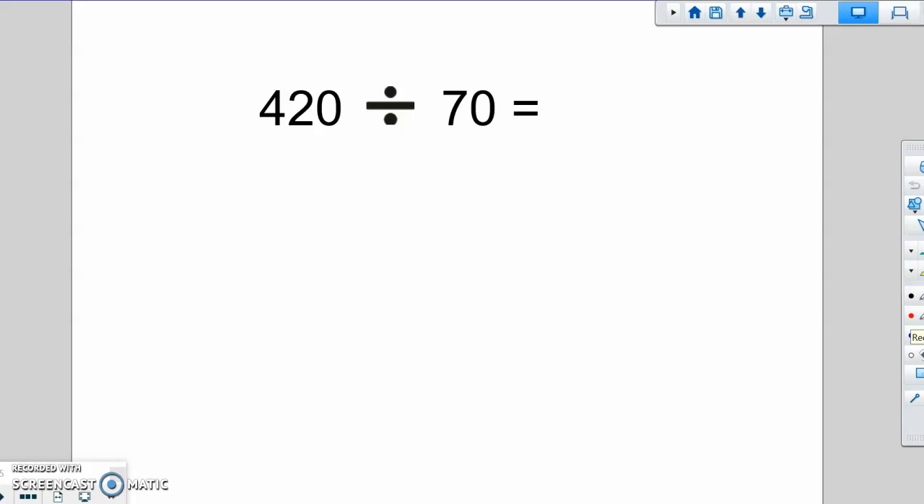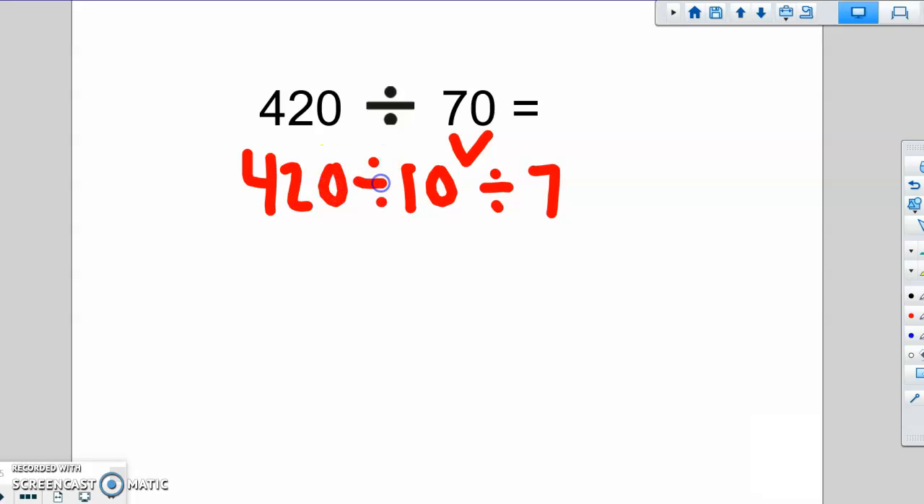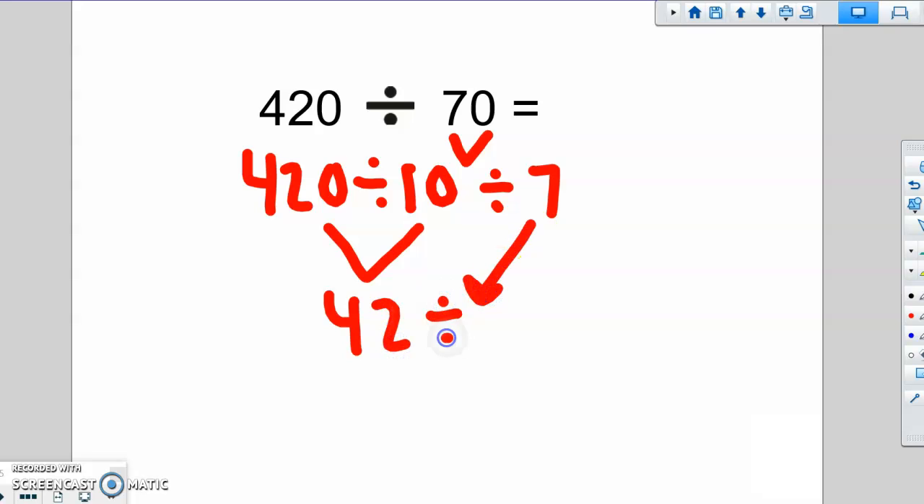Okay, so if I'm going to break up my divisor, I'm going to break up 70 into 10 and 7. I'm going to bring down my dividend. Now, when I'm dividing 420 by 10, all I have to do is bump that 0 off of my dividend, so I get 42. I'm going to bring down my 7. 42 divided by 7, I get a final answer of 6.